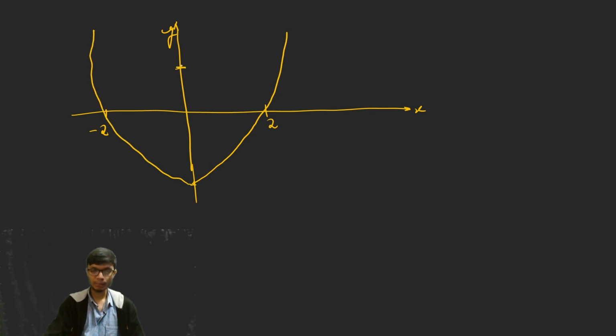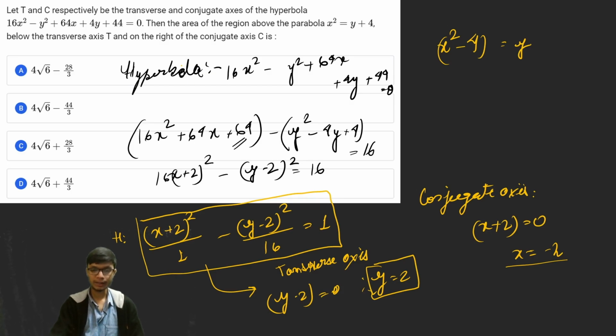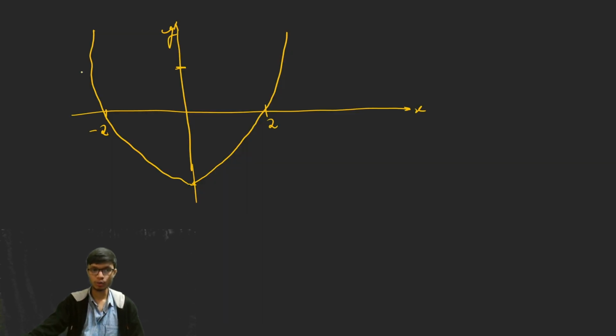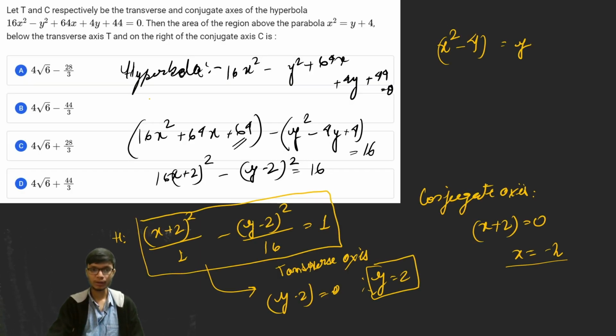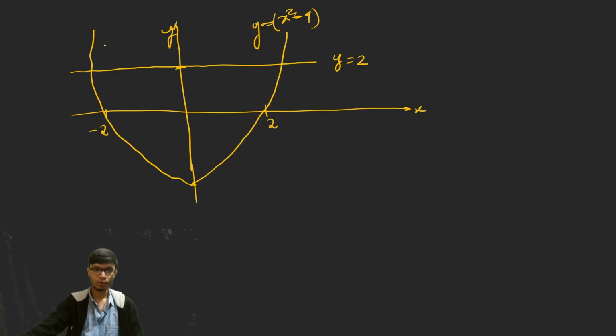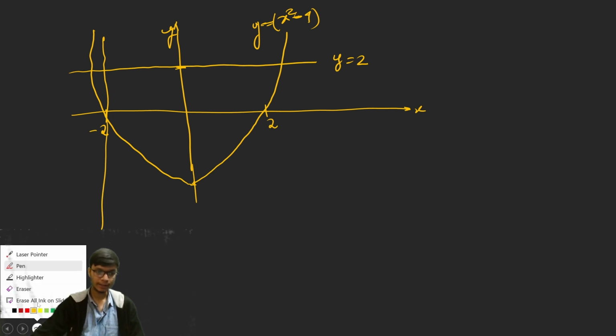Now we have to find the area of the parabola which is below the transverse axis, and the transverse axis is y is equal to 2. So the line y is equal to 2 is this particular line. This is the equation of the parabola, y is equal to x square minus 4. And the area should also be on the right of the conjugate axis. What is the conjugate axis? That is x is equal to minus 2. So this is the conjugate axis. So we have to find out this particular area.